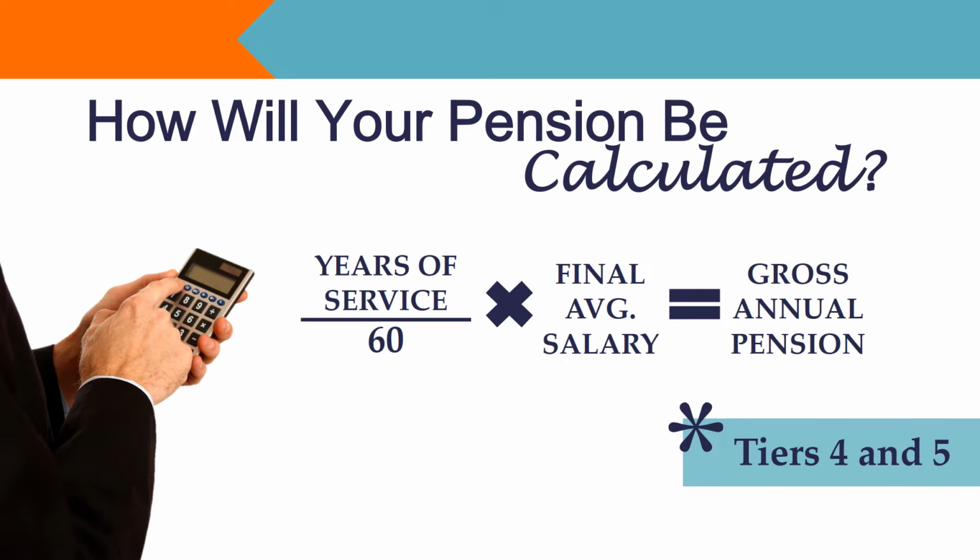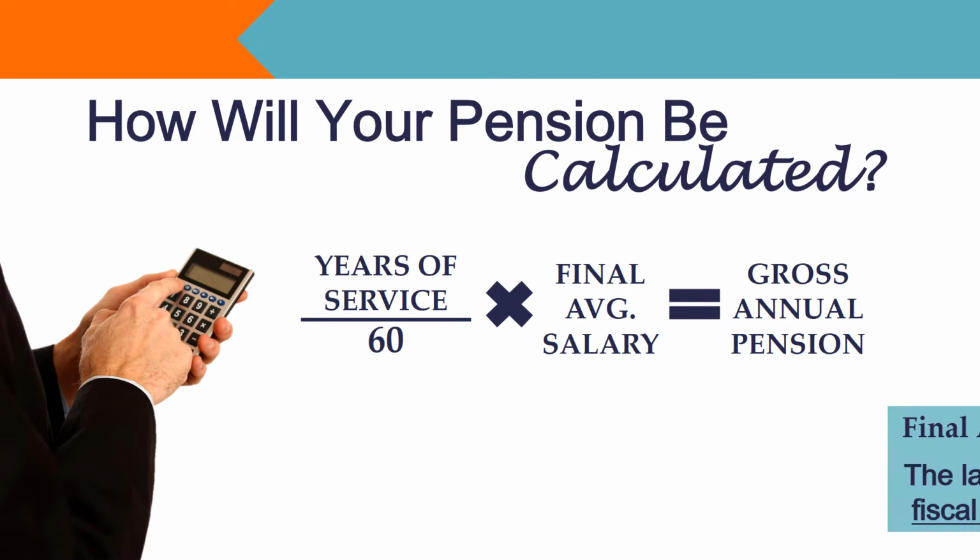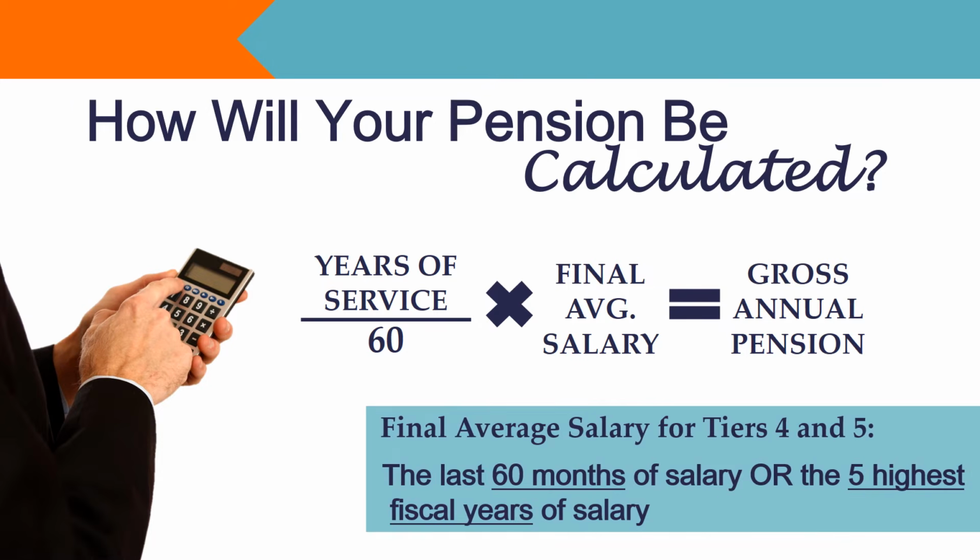Salary is the base pensionable salary used to calculate your pension contribution. It does not include any overtime, stipends, or large increases in anticipation of retirement. Final average salary for Tier 4 and Tier 5 is the average salary for the 60 months immediately preceding your retirement date. For 10-month employees, the average for the 50 months preceding your retirement date will be used.